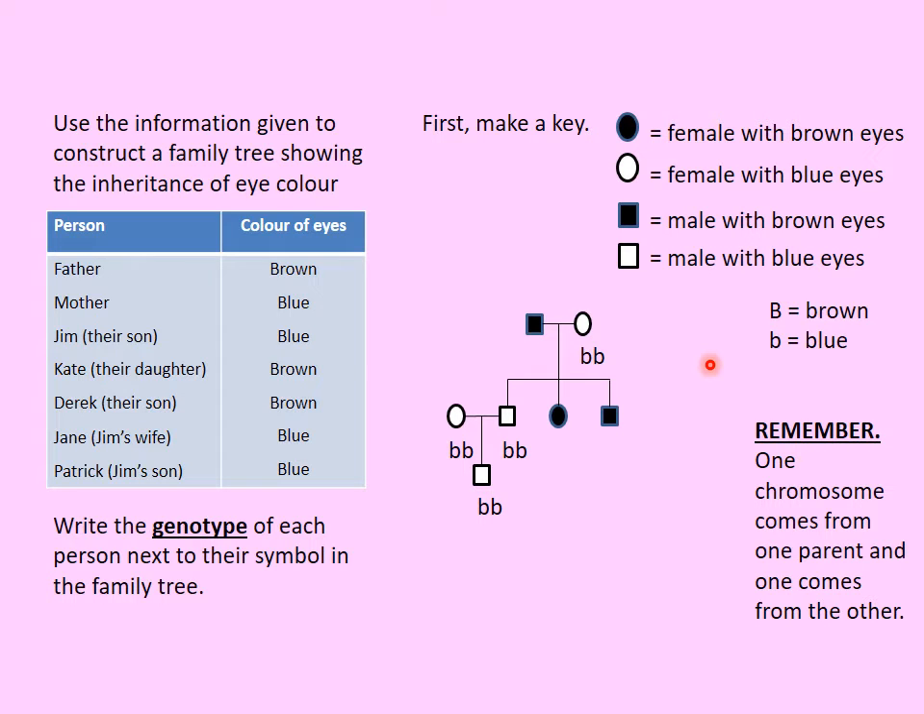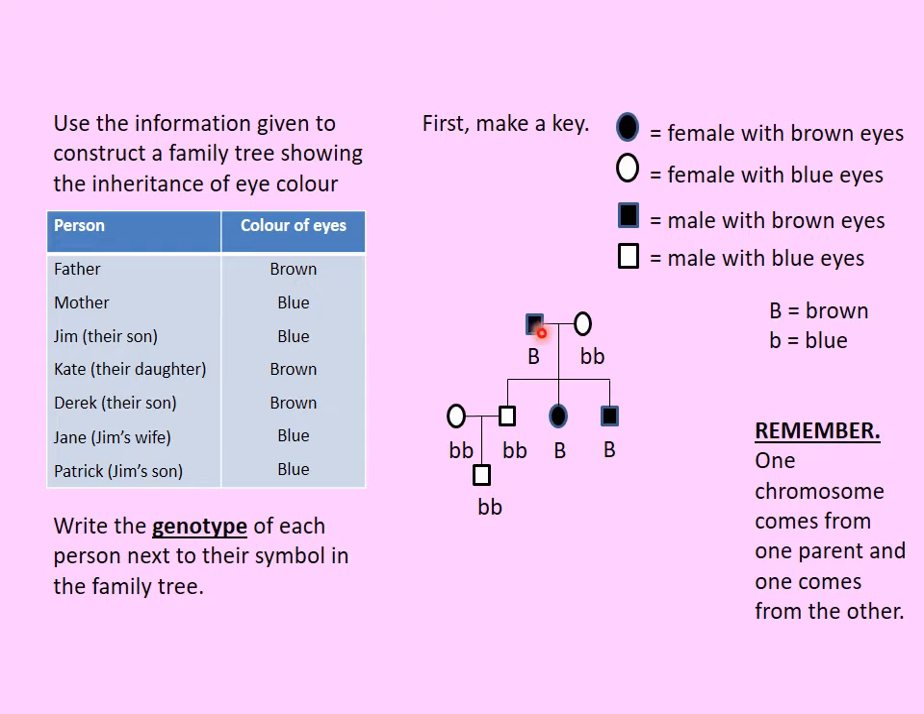The next thing I would do is go through and beside all of these individuals, these 3 individuals who display the dominant phenotype, I'm just going to put one big B. The reason I do that is I know that they definitely have one big B because they're displaying that dominant phenotype. I need to work out whether their genotype is big B, big B, or whether it's big B, little b.